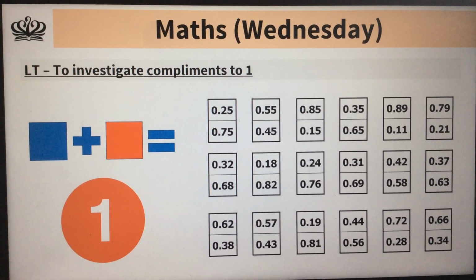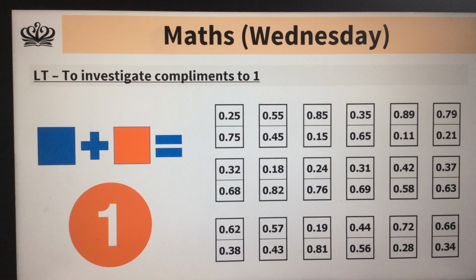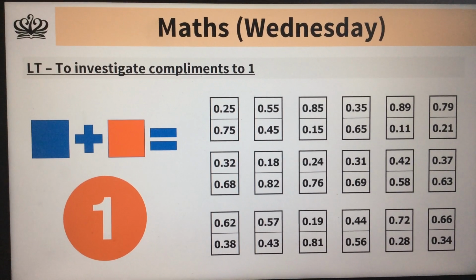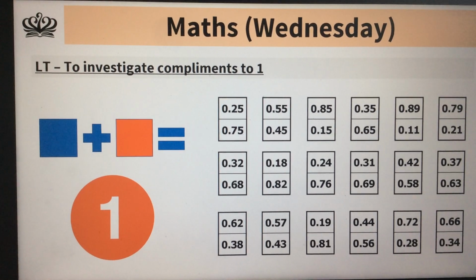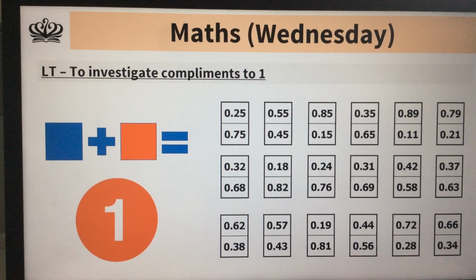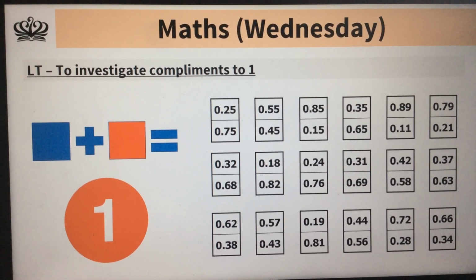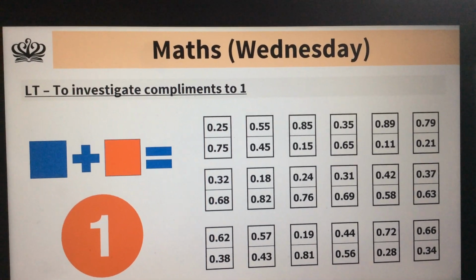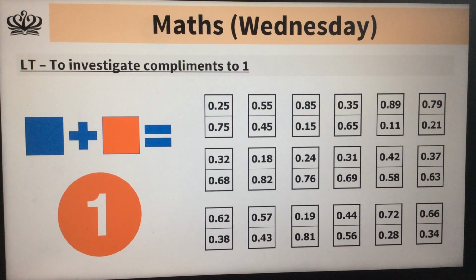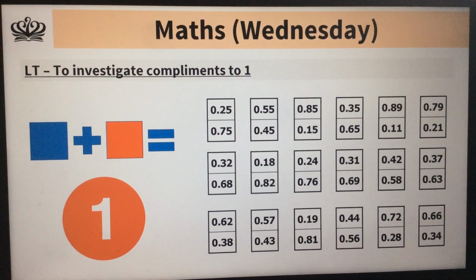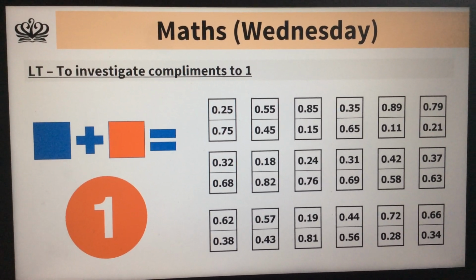Hello, it's Wednesday and your maths learning target for today is to investigate complements to 1. This means two numbers that would add together to make 1. Building on what we've done throughout this week, you're going to be using your adding skills and your subtracting skills today to be able to solve these.